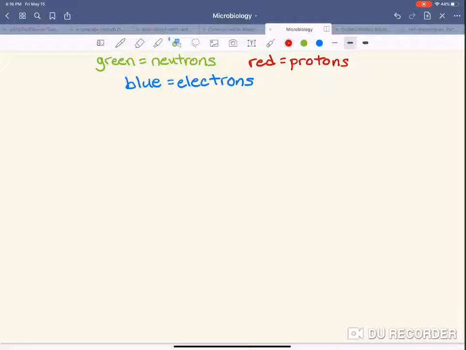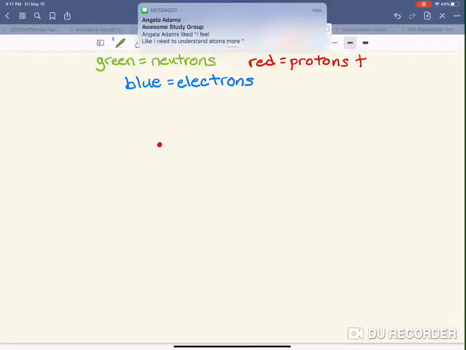As you can see here, I have already identified that I'm going to be drawing protons in red and neutrons in green and electrons in blue. So our protons have a positive charge, okay? And I just said that the atomic number equals how many protons are in the nucleus. So the nucleus of hydrogen has 1 proton, and then a neutron always joins that proton.